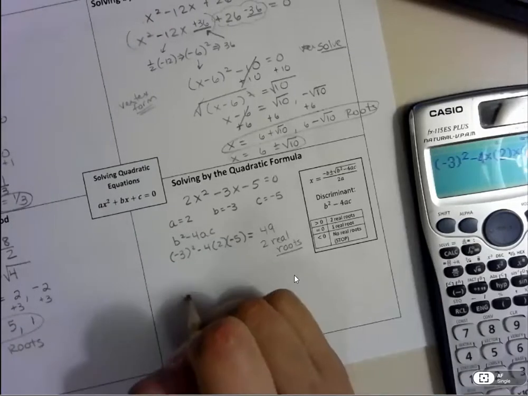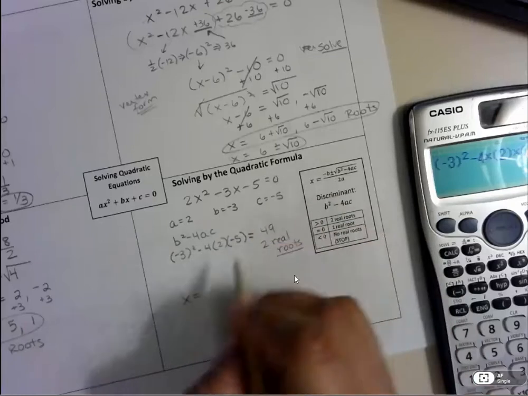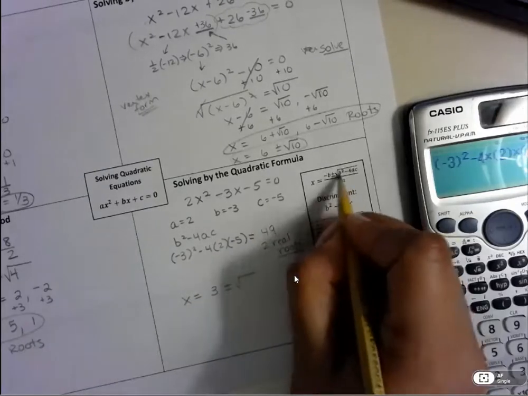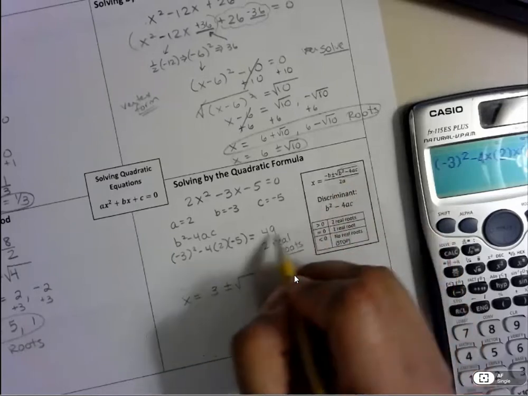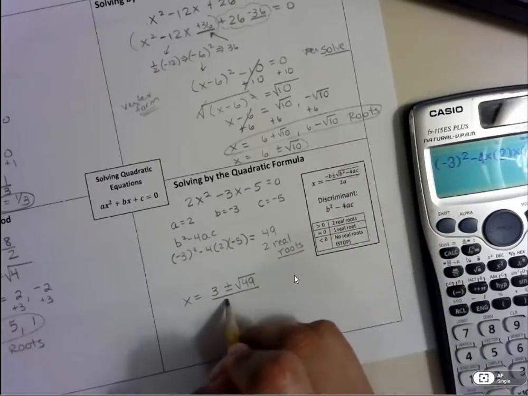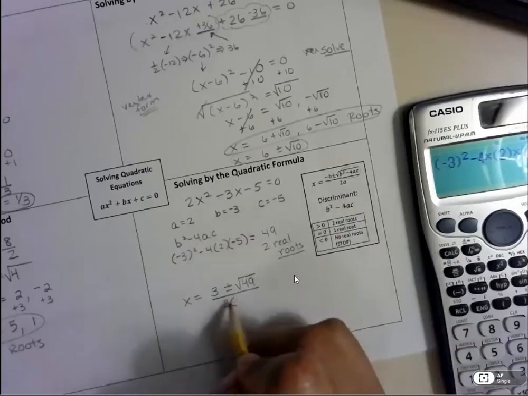So now we're going to solve for them. x equals the opposite of b. B is a negative 3, so we get positive 3, plus or minus the square root of b squared minus 4ac, but we know what that is. That's a 49. Over 2 times a, and a is a 2.